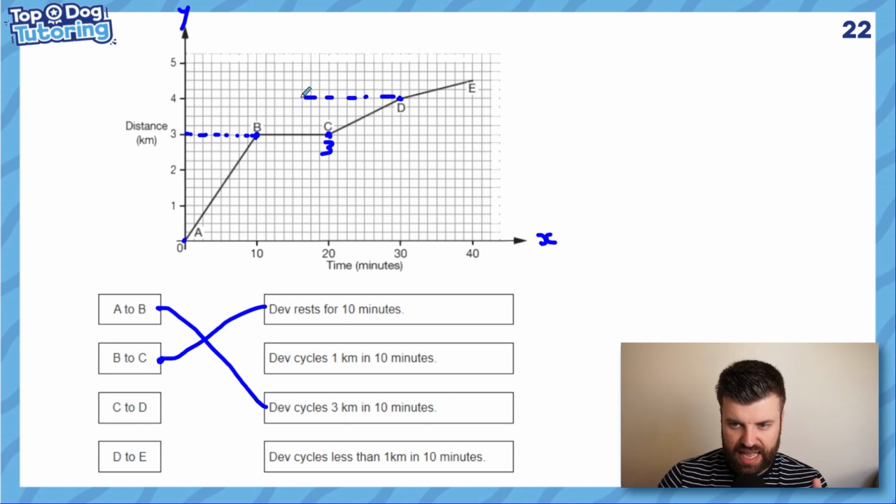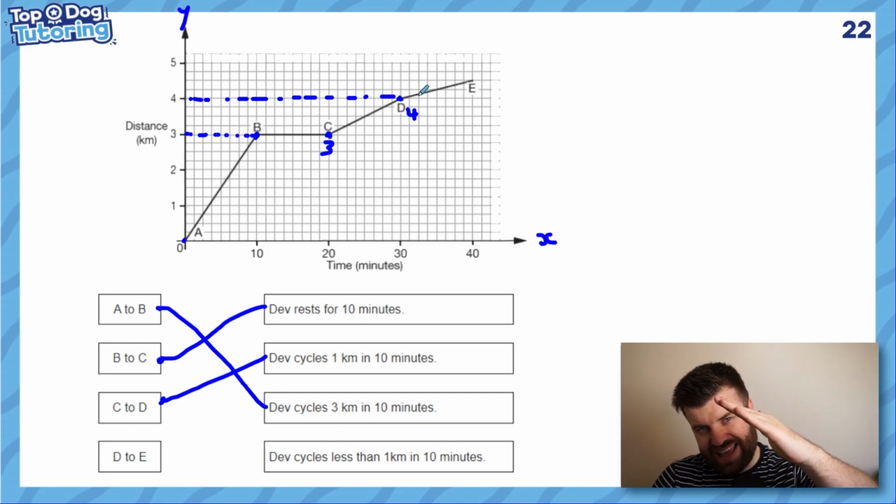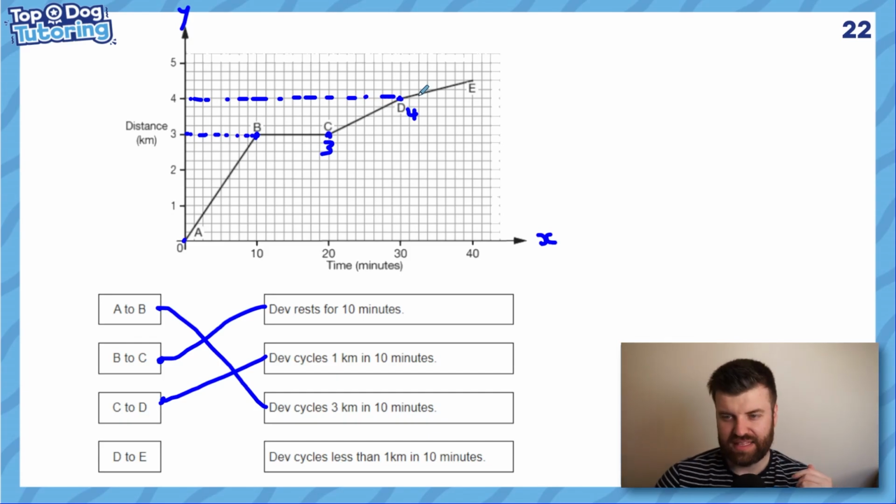If we go across again, you could use a ruler to make sure. He goes to 4. To get from 3 to 4, that's 1 kilometer. So we can put he cycles 1 kilometer in 10 minutes. And then finally, you can see actually this from D to E, this line is less steep. So he travels less. He doesn't go as far in the 10 minutes. So that matches nicely across the bottom.